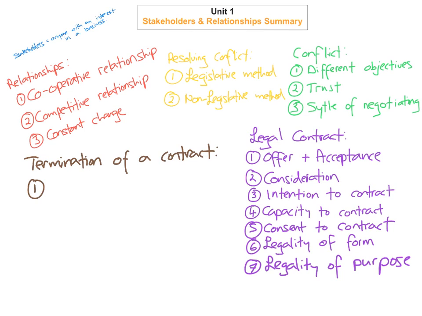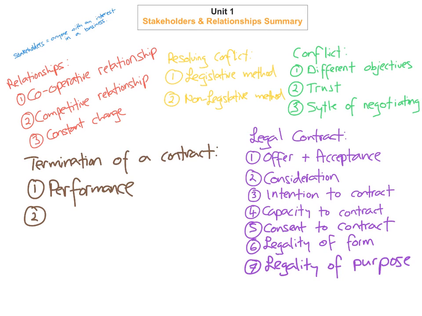The first way a contract may be ended is because of performance. So each party does what they're contracted to do. This might mean that they fulfill their obligations as agreed in the contract, so they're actually able to terminate early because they've reached the level of performance that they agreed to reach.